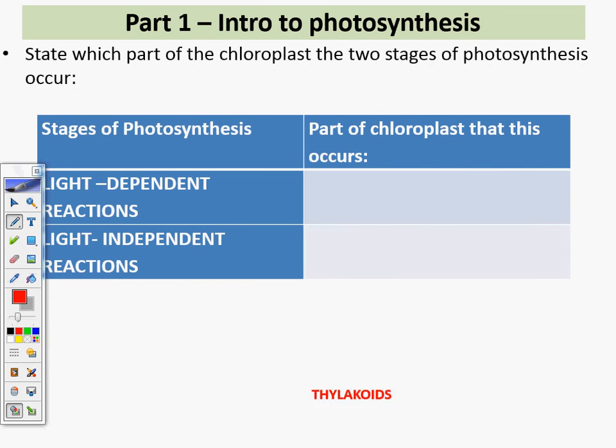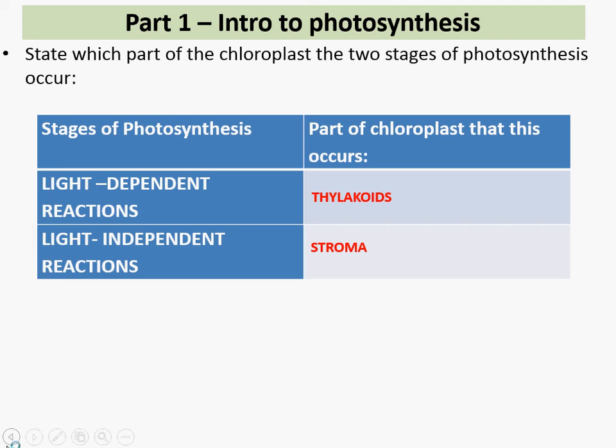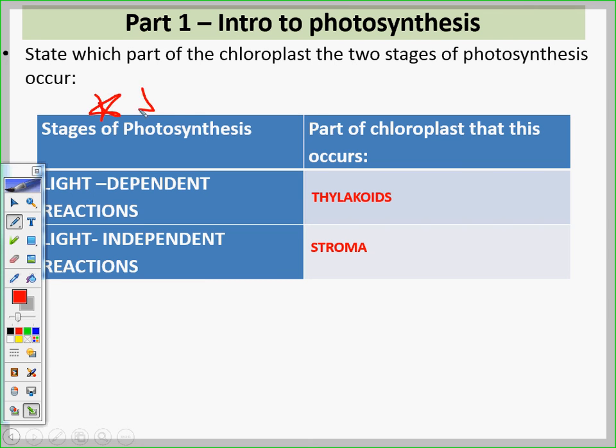All right. Light independent reaction. Star this. This is a beautiful question to be asked about this. Star: light independent occurs in the stroma. Light dependent occurs in the thylakoid.